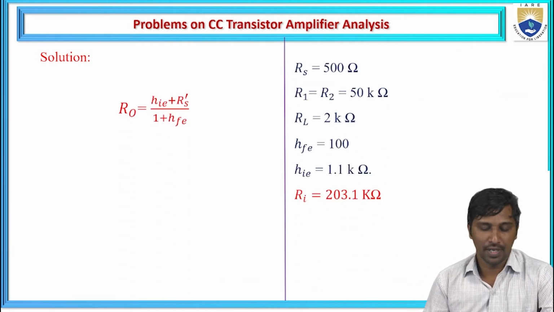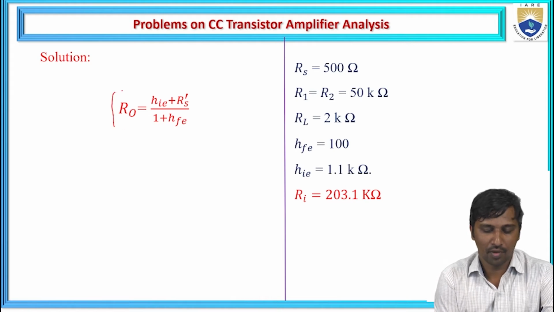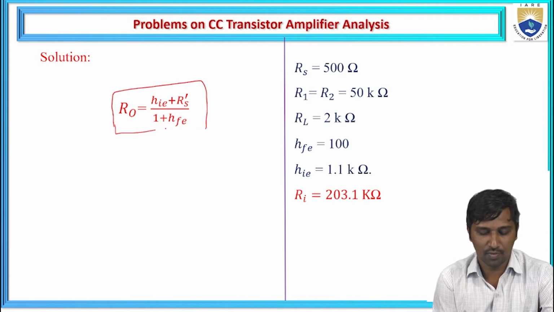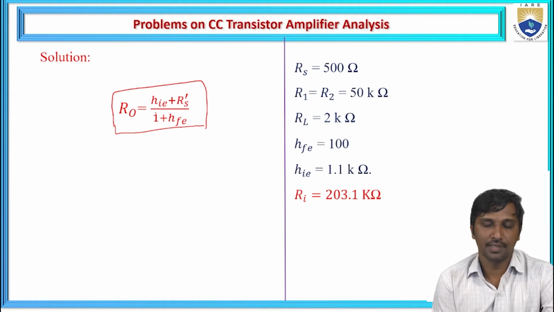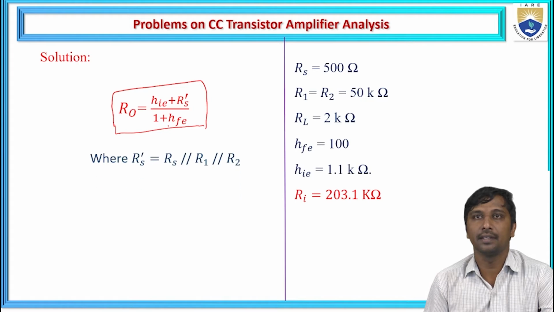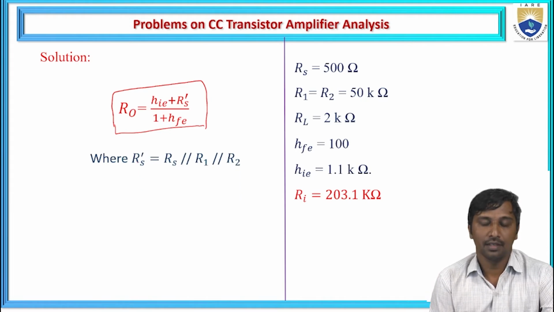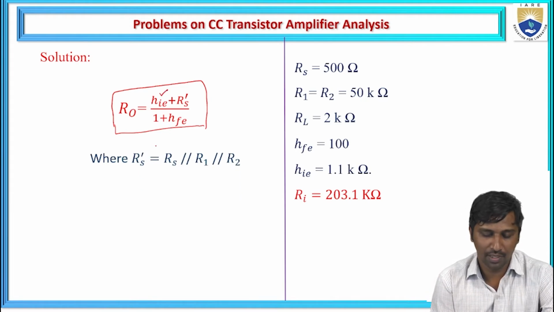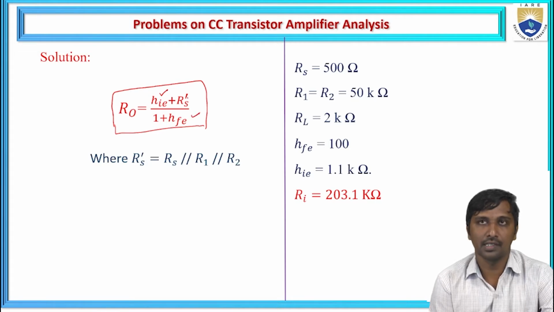Now we are going to calculate the output impedance R0 as per the low frequency model or small signal analysis. The output impedance is represented as (HIE plus R dash S) by (1 plus HFE). Here HIE is a known parameter and HFE is a known parameter. The unknown parameter is R dash S, but only the RS is given there. So hence we need to calculate it.